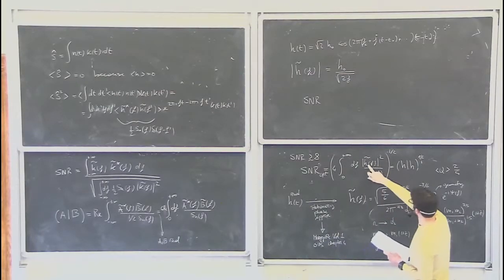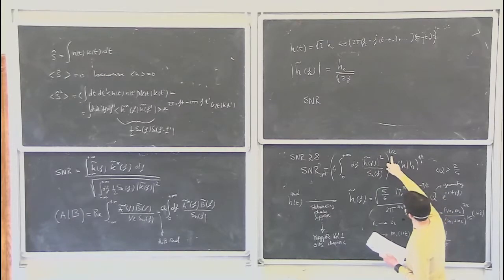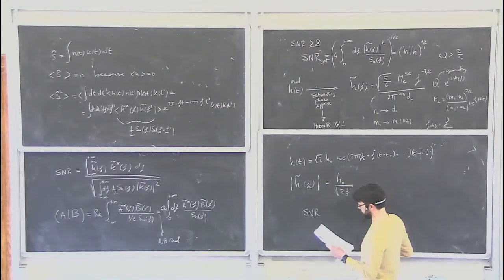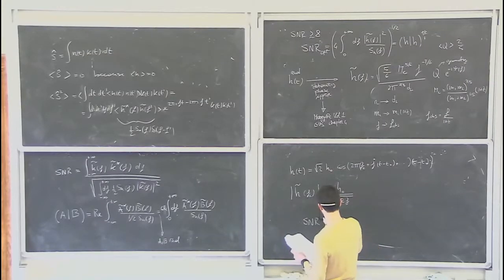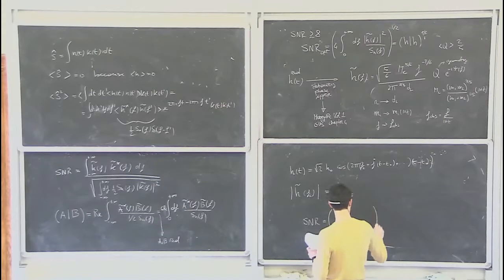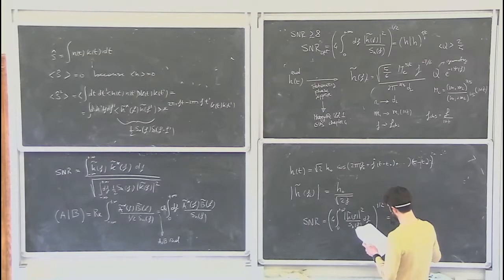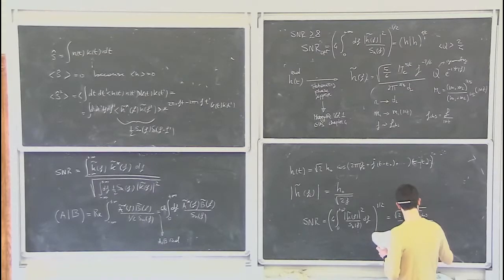Well, you see it from the dimensions. Here I had the square of the signal divided by the noise squared, so I was missing a square root. Sorry about that. So let me write the correct expression. It's the square root of 4 integral from 0 to plus infinity of h tilde of f squared divided by Sn of f df, and this is equal to square root of 2 h naught square root of the observation time divided by Sn f to the 1/2.